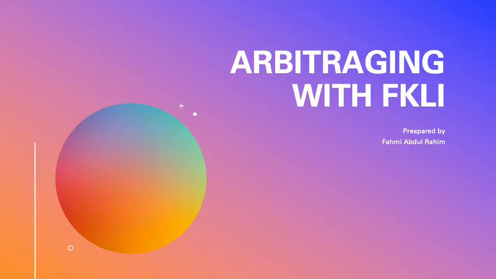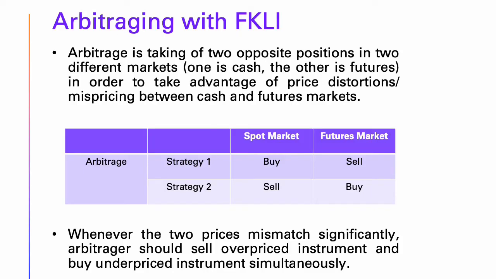This is a video about arbitraging with FKLI. Arbitrage is taking two opposite positions in two different markets, one in cash, another one in the futures, in order to take advantage of price distortions or mispricing between the cash and futures markets.